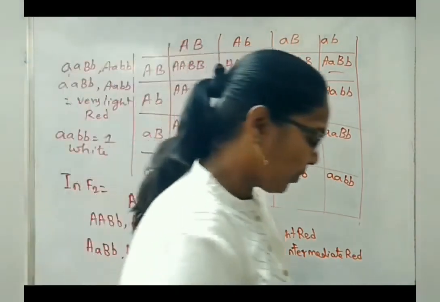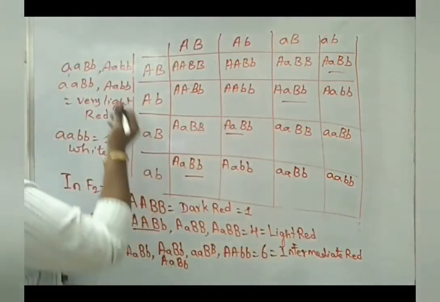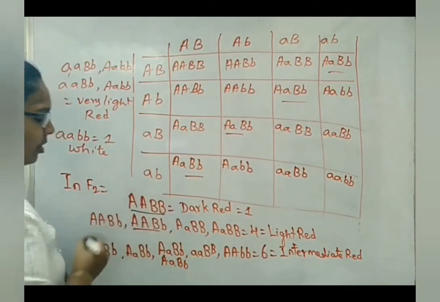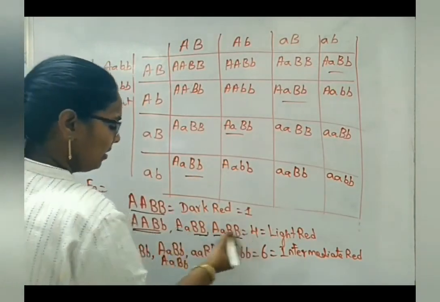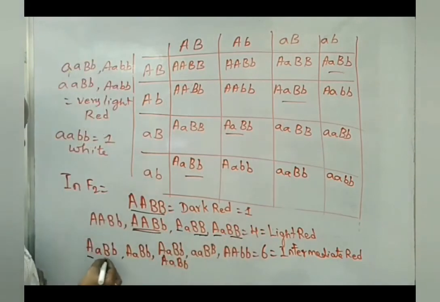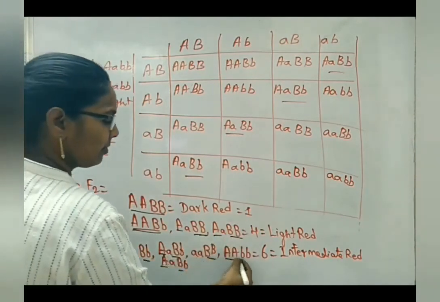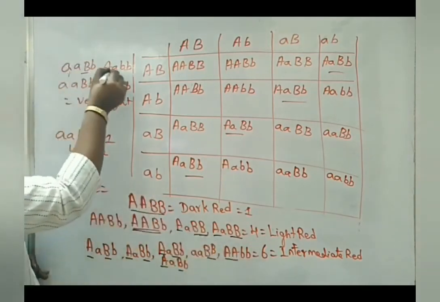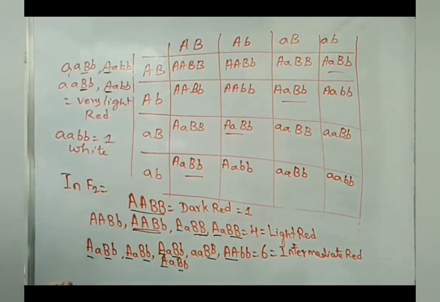Now let's explain this one. We can draw the Punnett square and you can check. Here we have seen 4 dominant alleles, then 3 dominant alleles, again 3 dominant. But here we have seen 2 dominant. Here we have taken only 1 dominant allele. So the color of the kernel is getting changed.